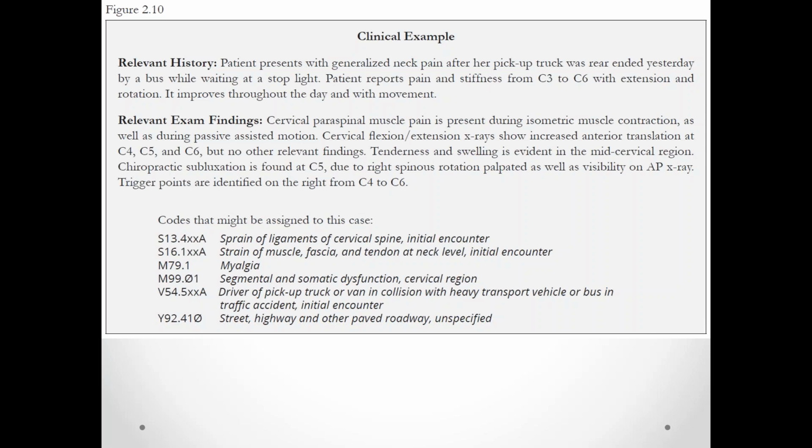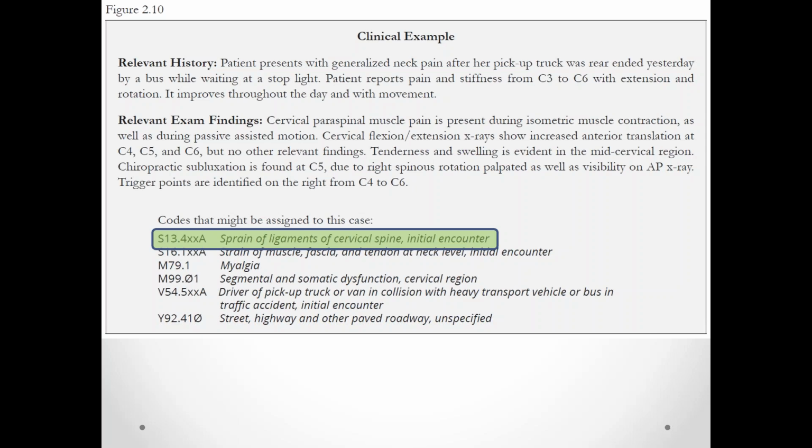So first, the first code there is S13.4XXA. And if we were an auditor or a peer reviewer and we were trying to figure out why the doctor assigned this code to this case? Sprain of ligaments of the cervical spine, initial encounter. Why is this here? How did it get here? Well, we go up and we look through the record, and all I've given you is a little bit of a record. I've given you a little bit of history, a little bit of an exam. The question is, what in there supports that there was a sprain of the cervical spine?